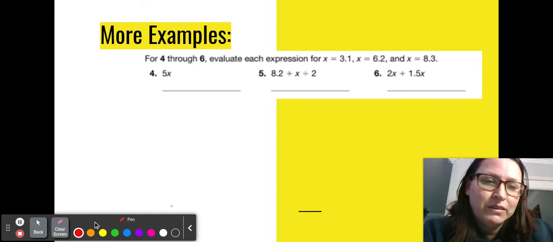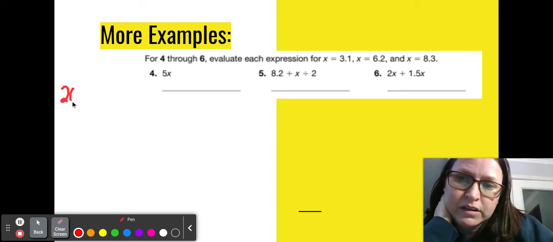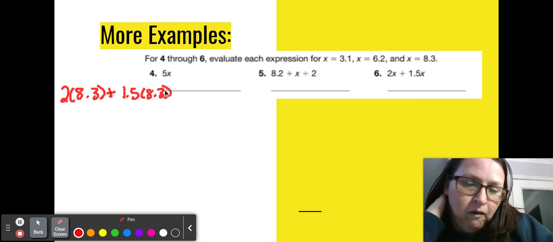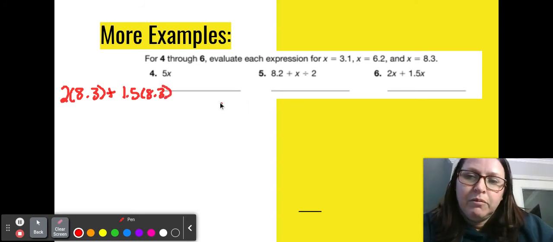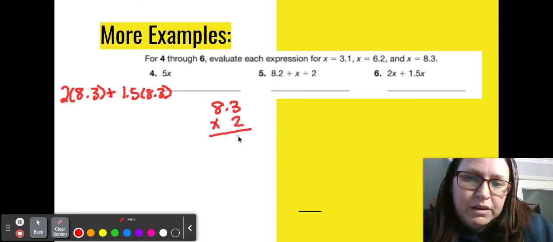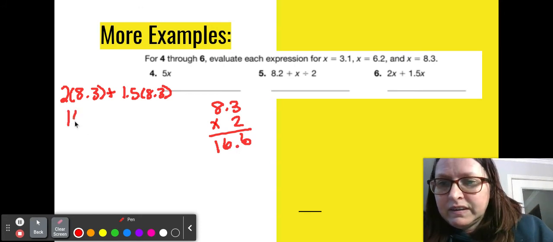Remember, you always use the order of operations. So I have 2 times 8.3 plus 1.5 times 8.3. So now I've got to do 8.3 times 2. 3 times 2 is 6. 8 times 2 is 16. 1 decimal place, so I've got 16.6.